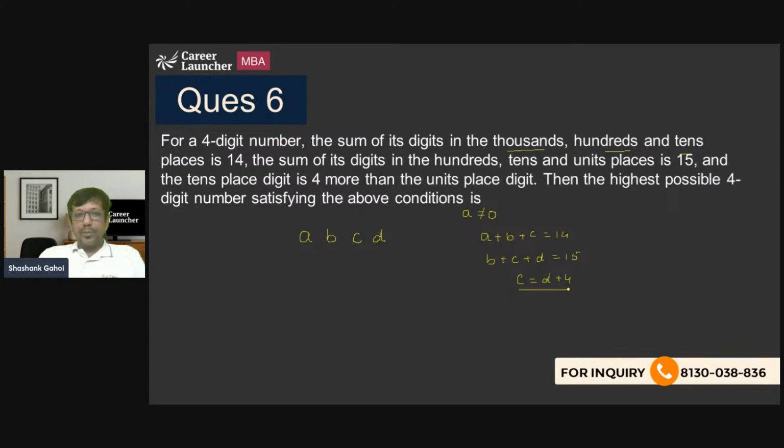And the question is talking about what is the largest 4-digit number possible. Let's call it equation 1. Let's call it equation 2. So I am doing 2 minus 1. B plus C cancels out, so I am going to get D minus A equal to 1. So D is equal to A plus 1. I am going to plug in that value here. So C is equal to A plus 5.